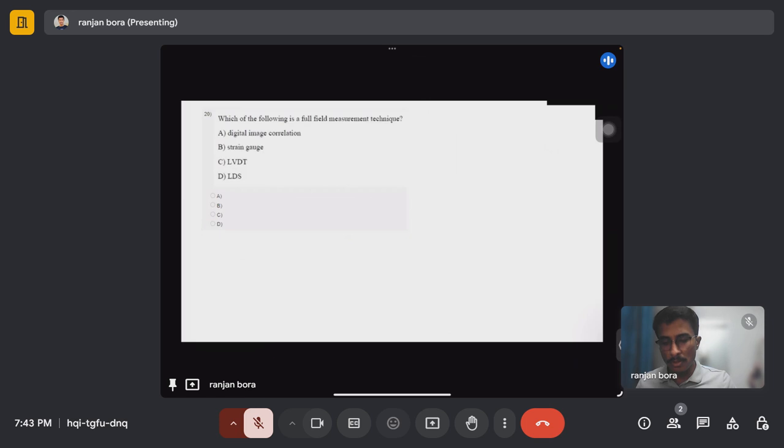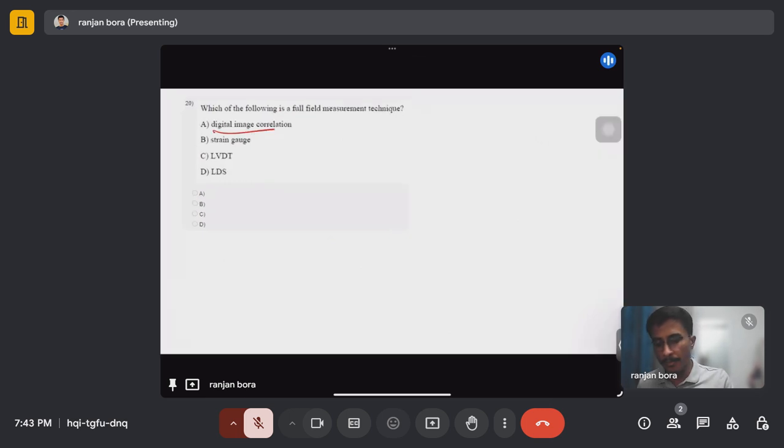Next question, which of the following is a full field measurement technique? So the full field measurement technique we have studied is digital image correlation. So option A is correct.